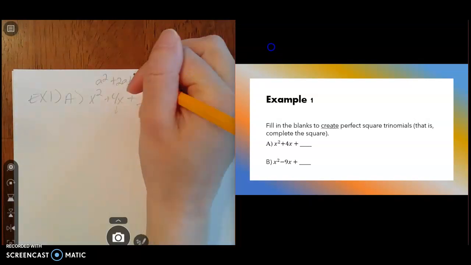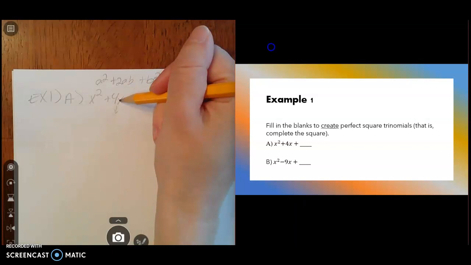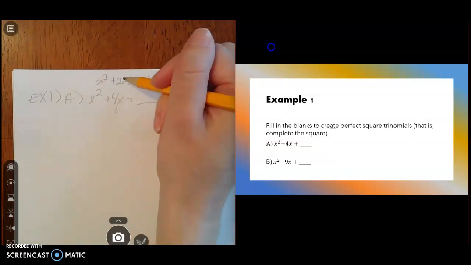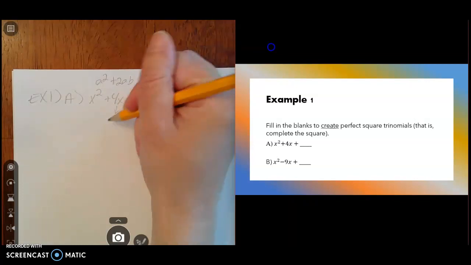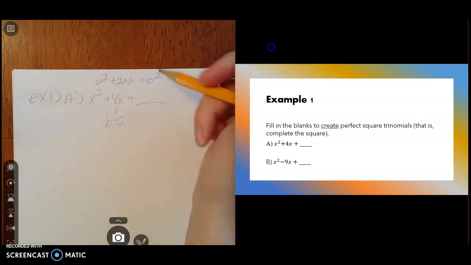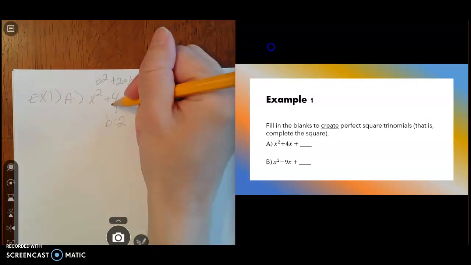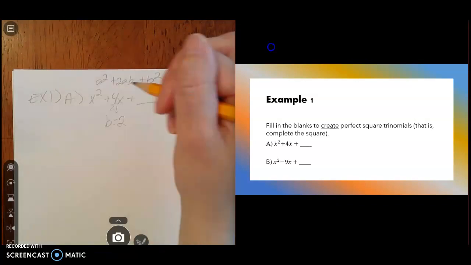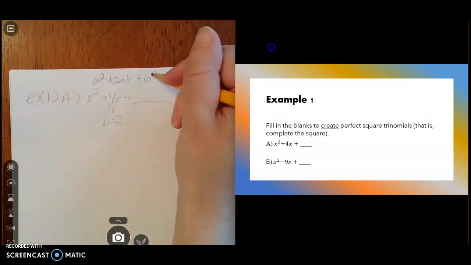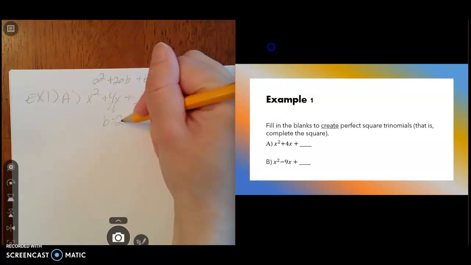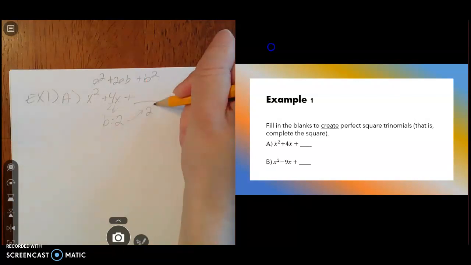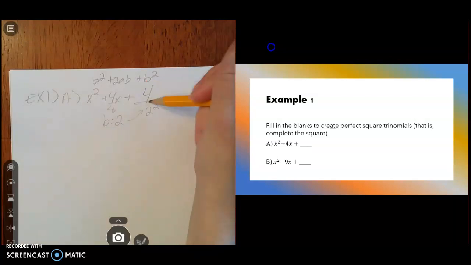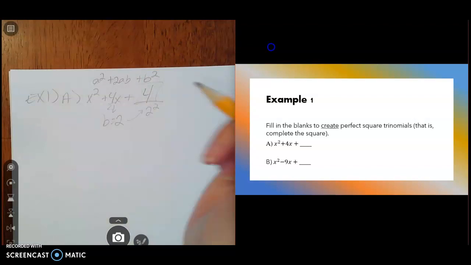So really what I'm doing is taking that 4x, dividing out the x because that came from the a, and then dividing by 2 to figure out that the b value is 2. Then the last term is b squared. So I take my b value, which is 2, and square it. 2 squared is 4, so that's what we need to add to complete the square.